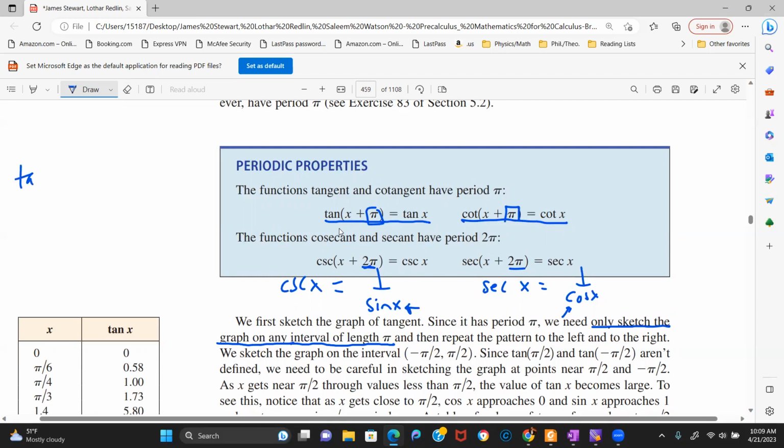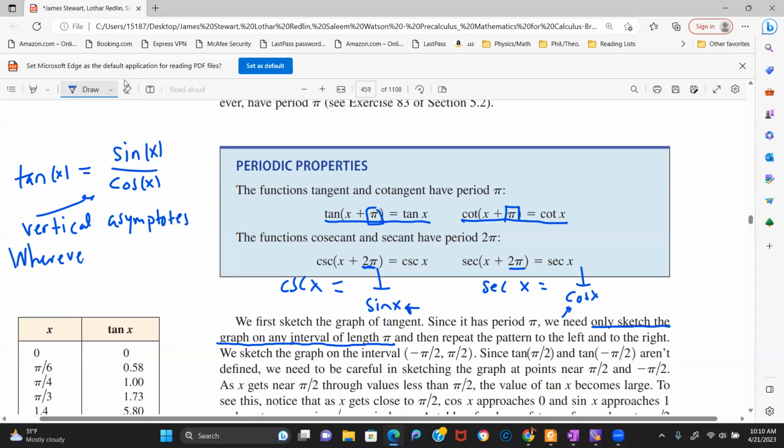Now, recall that tan of x is defined as, or one way of thinking about it, there are lots of different ways of thinking about these trig functions, but one helpful way is that the tangent function is sine over cosine. So that means the graph of tangent has vertical asymptotes wherever cosine of x is 0. That will give us division by 0.